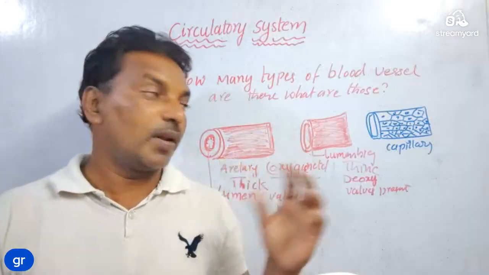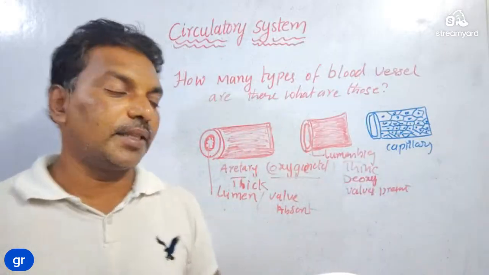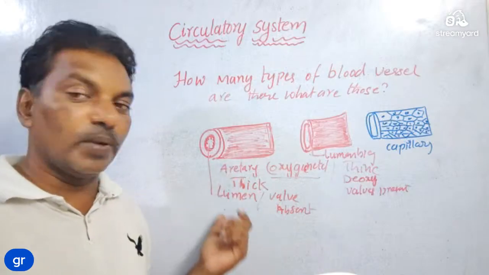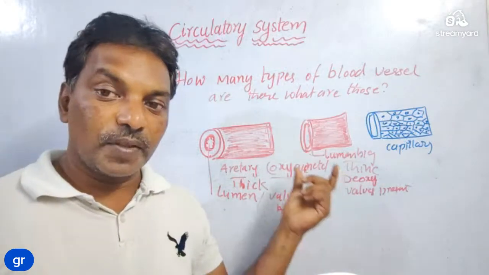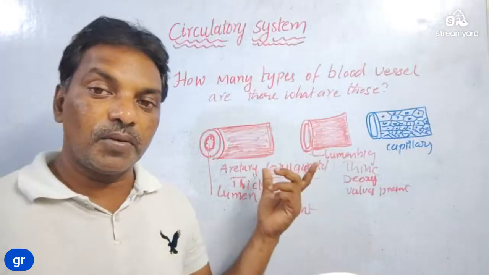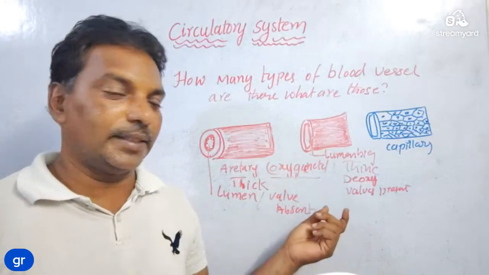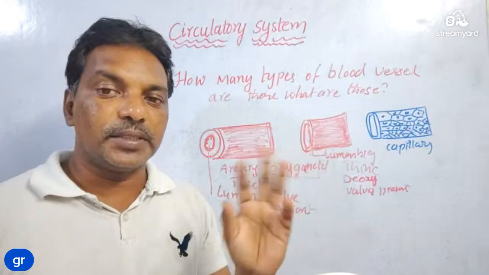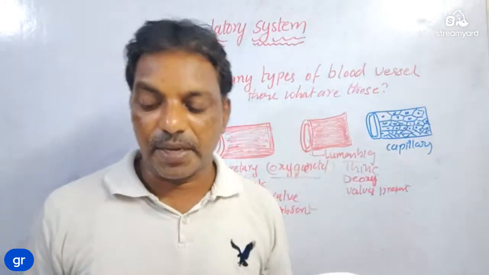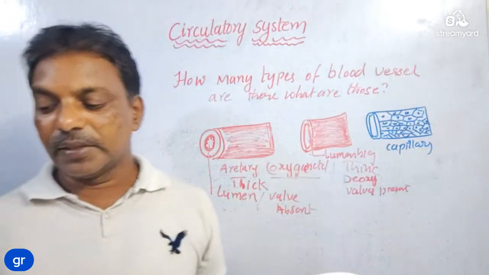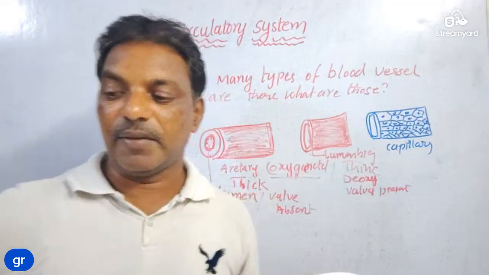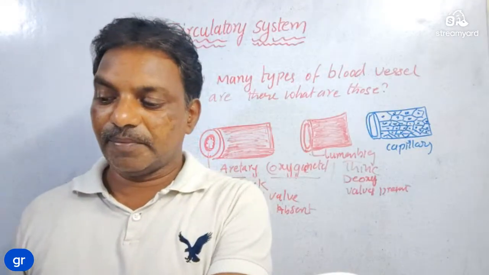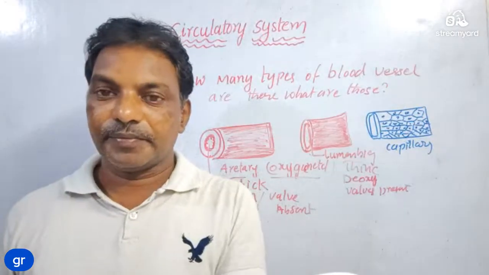So of the three types of blood vessels, here the artery is thick, oxygenated, no valves are there, lumen size small. Here the vein is thin, lumen size is more, valves present, deoxygenated. Capillaries are the smallest blood vessels, the interconnection between the arteries and veins. So like this, three types of blood vessels are there in our body.